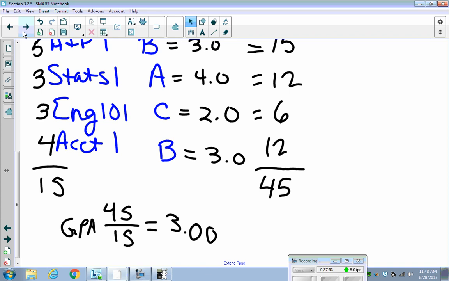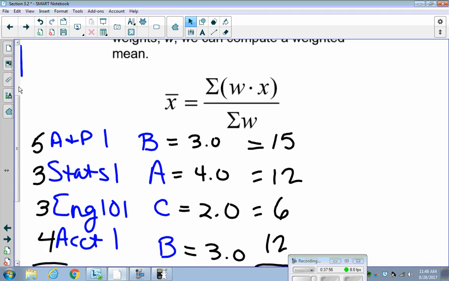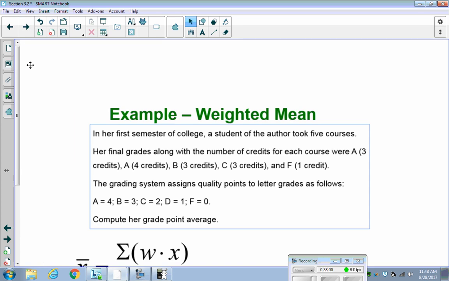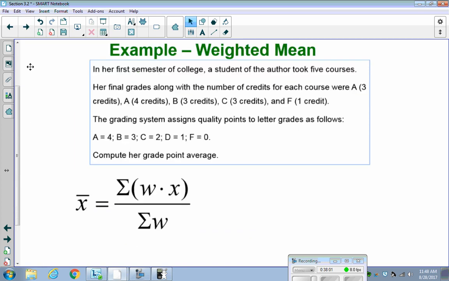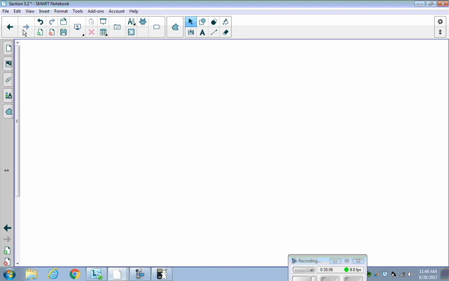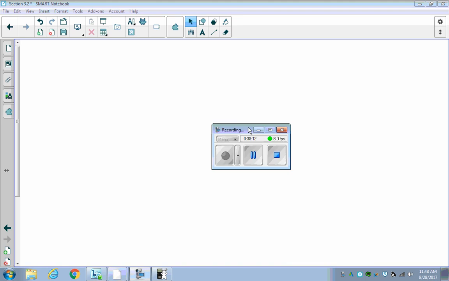That is a real good example of a weighted mean. Oh, look, I even had it there. See that? Okay. That is actually all for section 3.2.